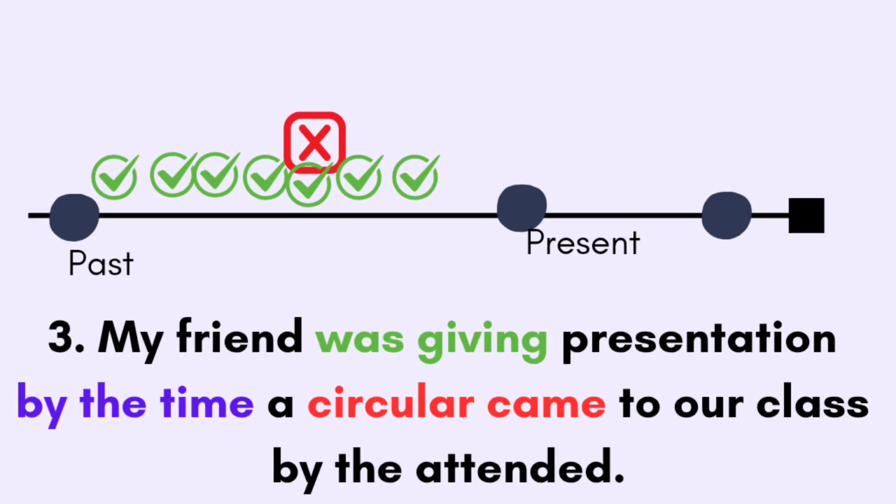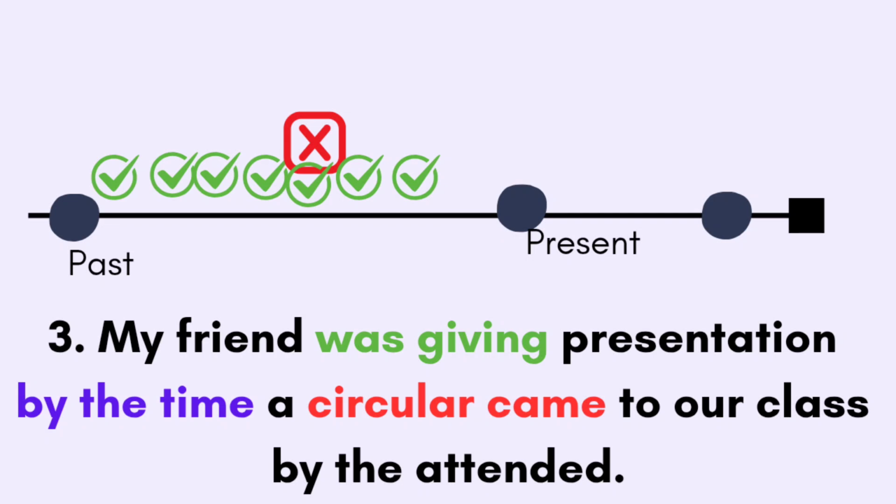Third example: my friend was giving a presentation on stage by the time a circular came to our class by the attender. So here one ongoing action was happening, that is giving a presentation. So it was continuing on stage. By the time, at that moment, a circular came to our class, like, it could be our holiday circular or whatever it is. This is an example, okay, to make you understand.